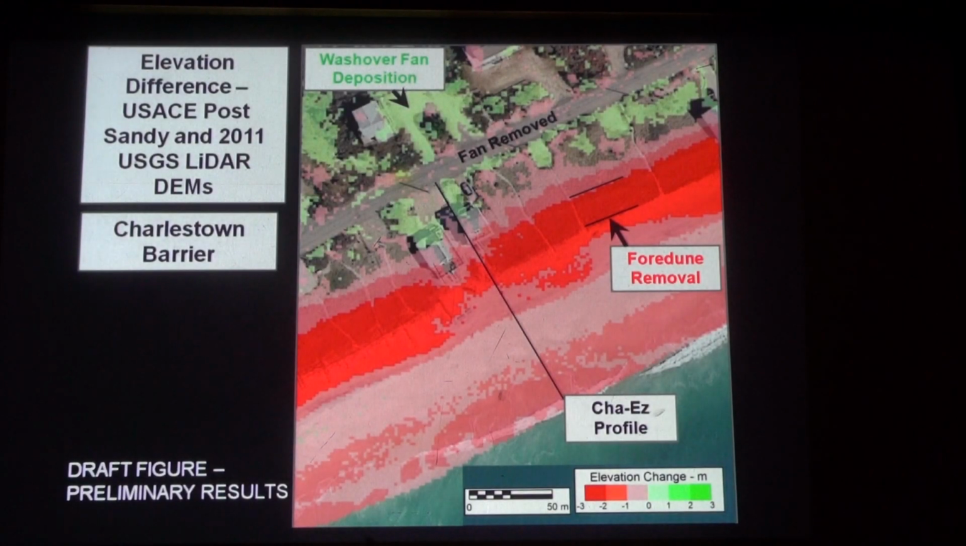Okay, now this is something that we're working on, and we'll work on this pretty extensively for the SAMP. This is an elevation difference diagram, the post-Sandy LIDAR with the USGS 2011 LIDAR. And so green is positive, stuff was deposited. Red is things are removed. And so this is the foredune, the whole foredune that was removed here. That's a vegetation line you see there. There's a '78 line back there. This is the elevation change of 2 to 3 meters of material removed. A lot of this material went back here, but some went out there.